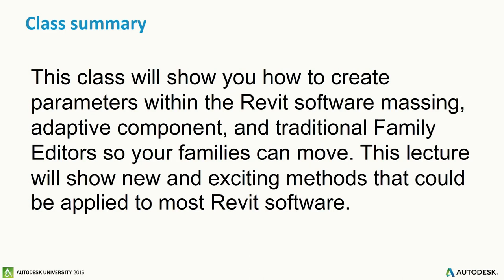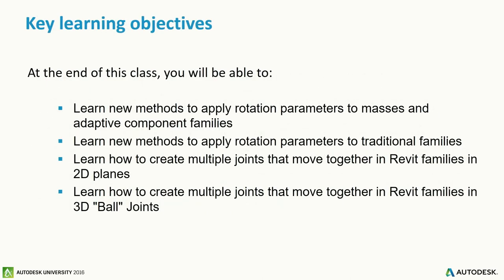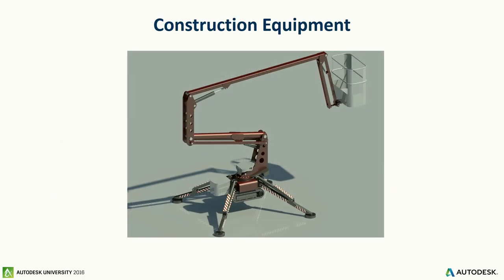Here we go. We're going to talk about the Revit software. We're talking about massing, adaptive, and traditional family to make a move. We're going to be challenging a lot of the concepts that you've known to actually make families move. And we're going to do some really fun examples today. The first one will be this piece of construction equipment. We're going to be using the massing and adaptive component to do this. Then we're going to take those same concepts and use them in the traditional family editor. And we're going to do this one.